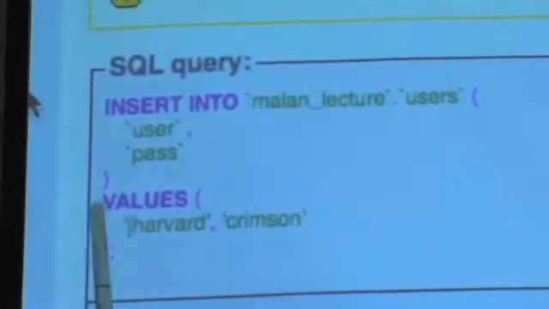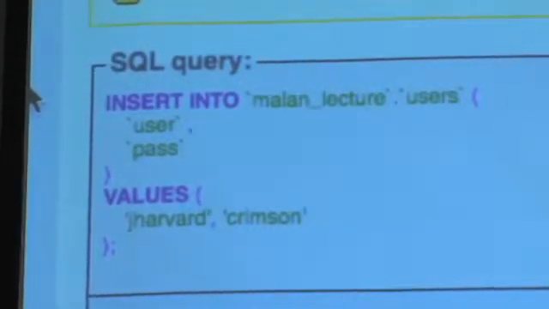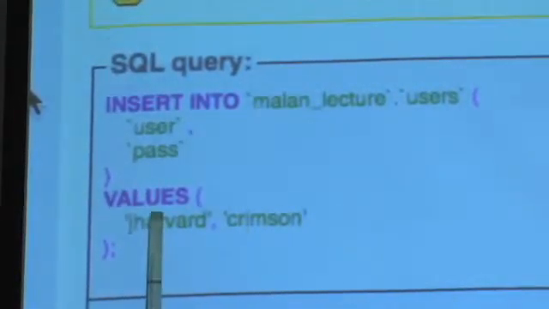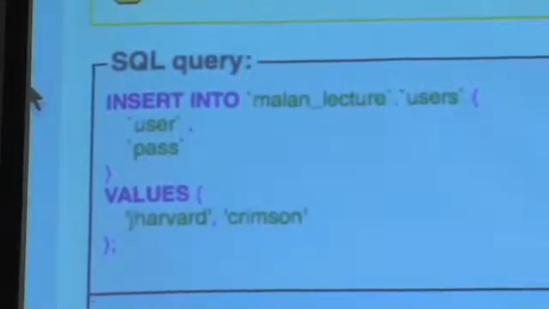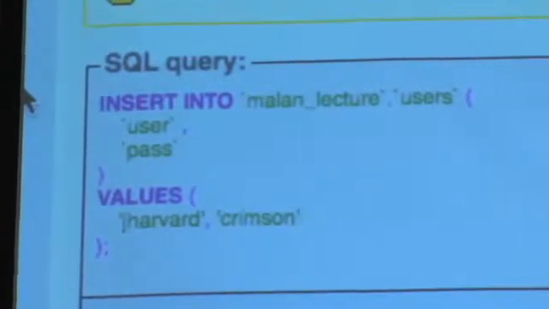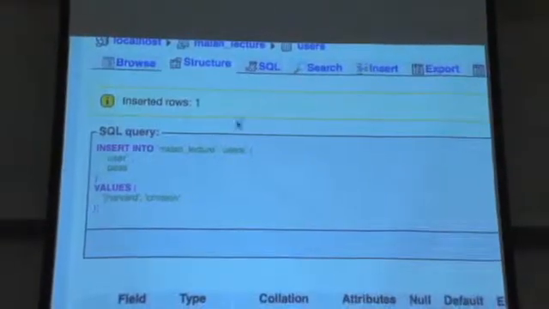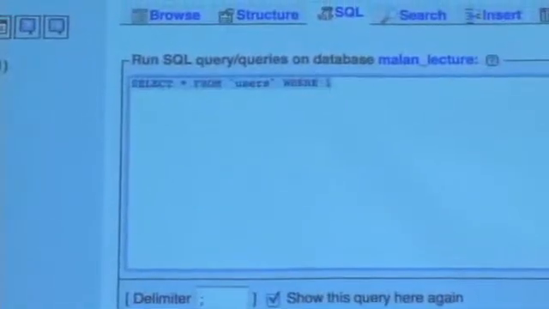Parenthesis, close parenthesis. A comma-separated list of the values that you want to insert into, user, comma, pass. And then here, values, open paren, close paren, and then a comma-separated list of the values you want to insert for those fields. So let's do this manually this time. So again, to ignore the pretty printing that's going on, this time I'm going to click the SQL tab, which allows me to actually type in manual commands.